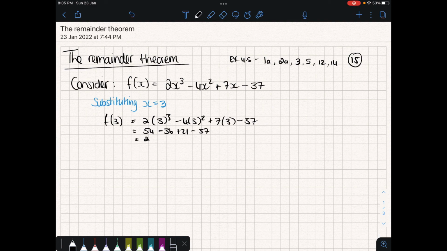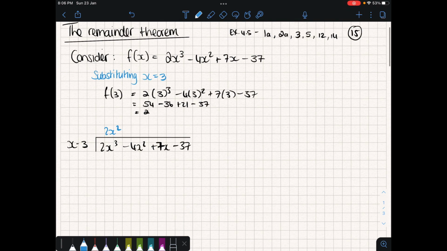So let's consider the same thing when we do long division. If we had to divide 2x cubed minus 4x squared plus 7x minus 37, and we divided by x minus 3, we want to consider what comes out. Okay, so we'll do the same thing as before. How many times can x go into 2x cubed? And the answer would be 2x squared.